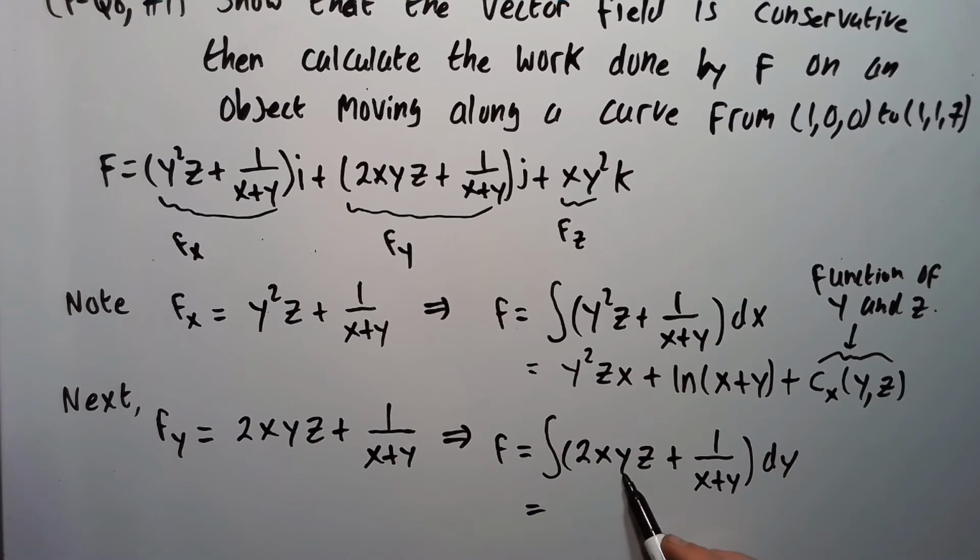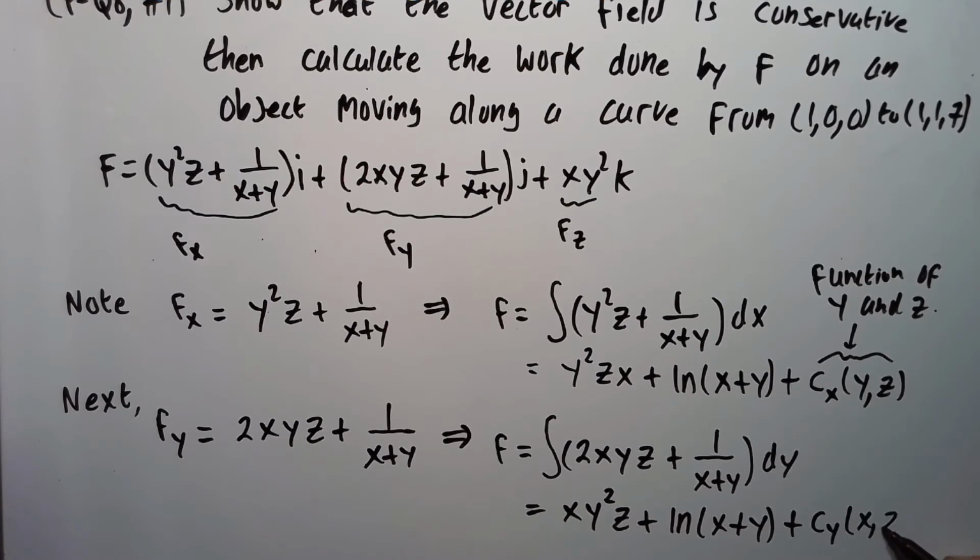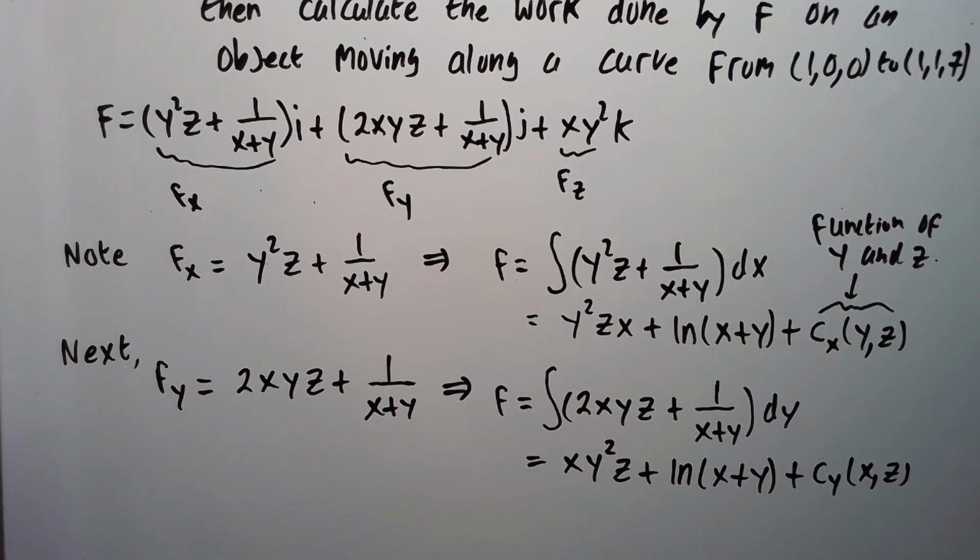So integrating y will be y squared over 2, we'll cross off that one, so it'll be x, y squared z, and this will be ln of x plus y, and then you'll have a constant, but here now the constant will be a function of x and z. Call it say c subscript y of x and z. So this now is a function of x and z.